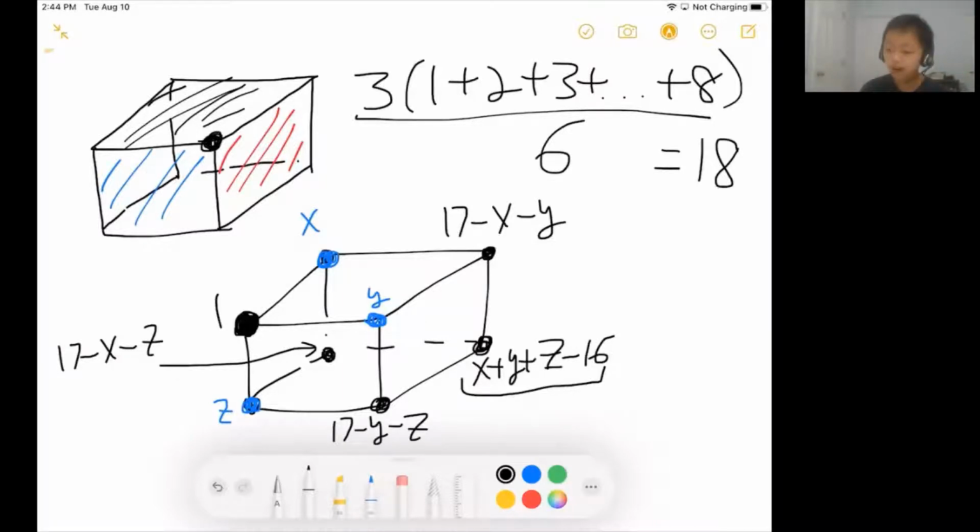Basically, clearly X plus Y plus Z must be greater than 16. Because if X plus Y plus Z was 16 or less, then X plus Y plus Z minus 16 would be 0 or less, but we can't have that. All the numbers are at least 1. But we can actually say that X plus Y plus Z has to be greater than 17. The reason is that if X plus Y plus Z was 17, then X plus Y plus Z minus 16 would be 1, but we can't use 1 again. So that's why we have this restriction.